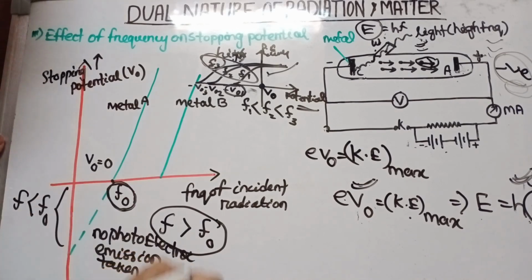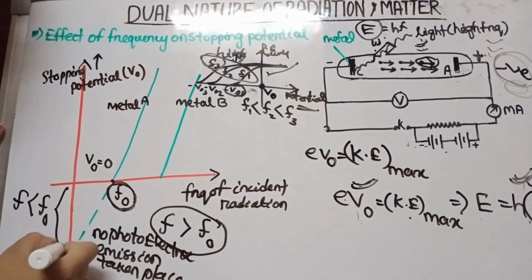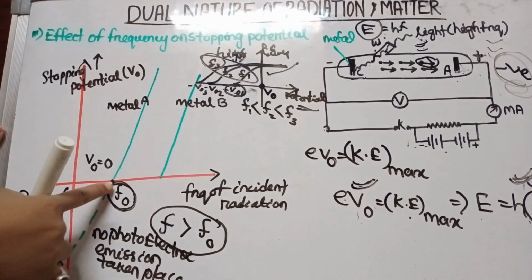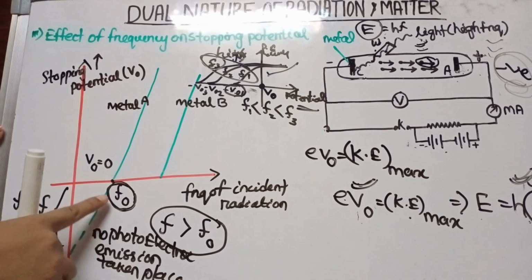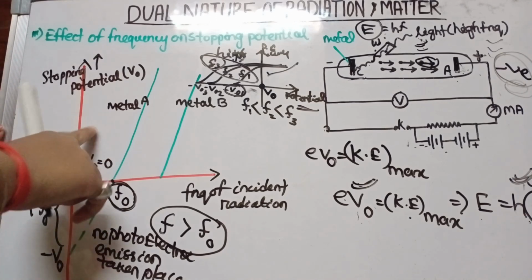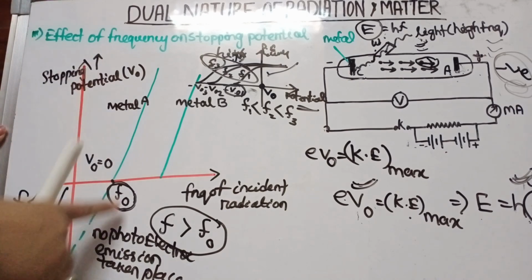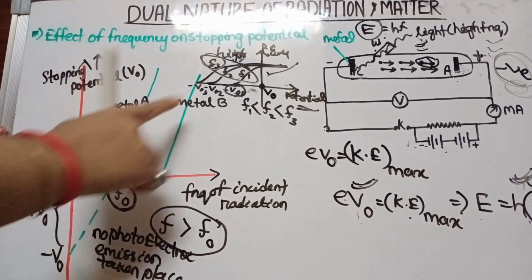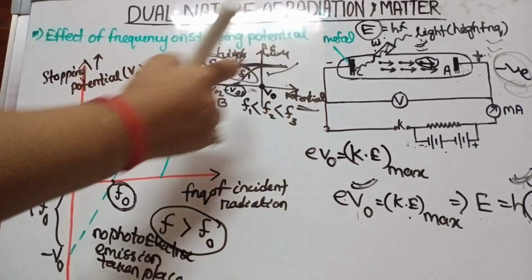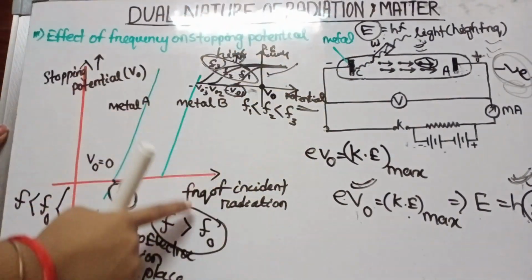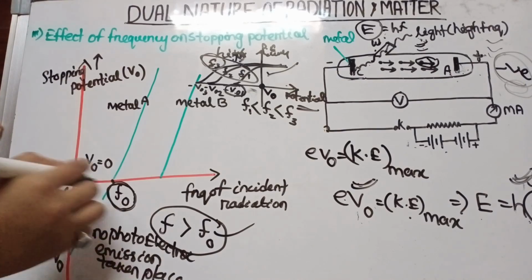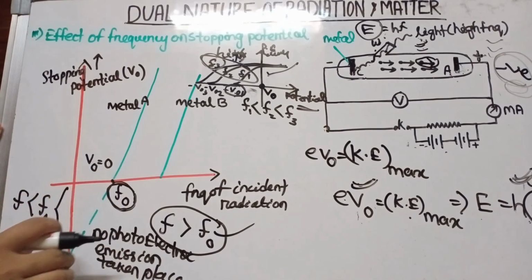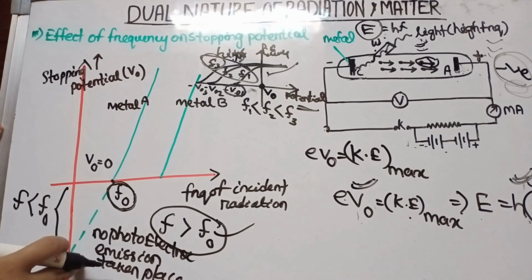And here the negative potential is minus V0, here we got this value, minus V0. Okay, the stopping potential lies here. But at the threshold frequency, the stopping potential is 0. If we do the experiment successfully, the frequency of incident radiation must be greater than the threshold frequency. And if the frequency is less than the threshold frequency, no emission takes place.